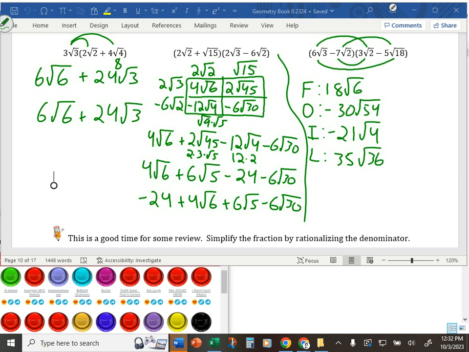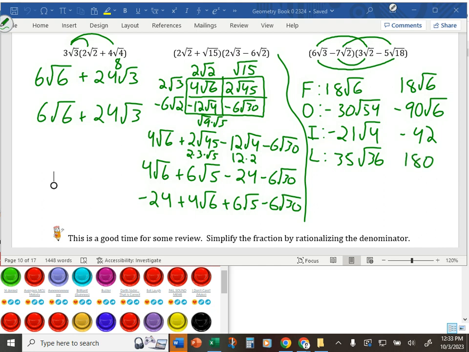Okay. Now we simplify. 18 root 6, can we do anything there? No. Done. Root 6 can't be touched. Negative 30 root 54. What do we come up with there? 9 and 6 is the factor pair. That 9 becomes a 3. Multiplied by the negative 30, negative 90 root 6. Negative 21 root 4. That root 4 is equal to 2, so negative 21 times 2 is a negative 42. And 35 times root 36, the root 36 is equal to 6, so 35 times 6 is a positive 180.